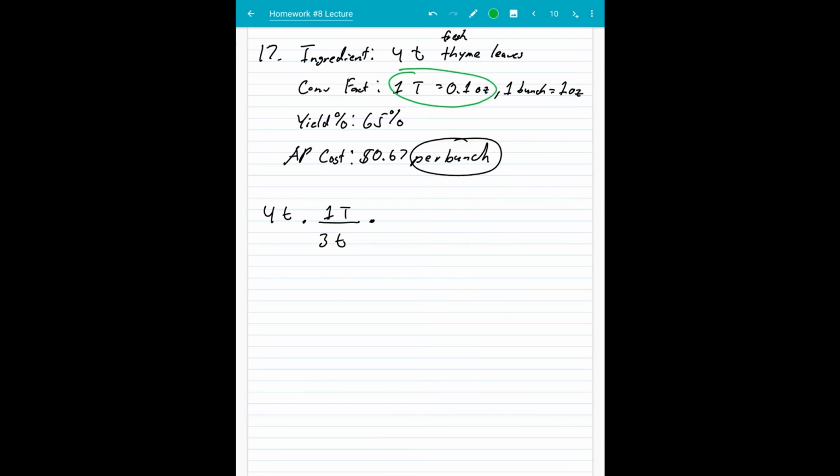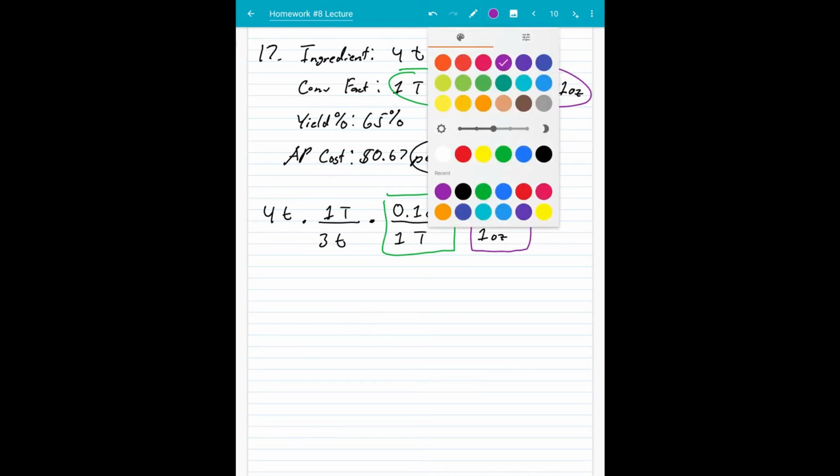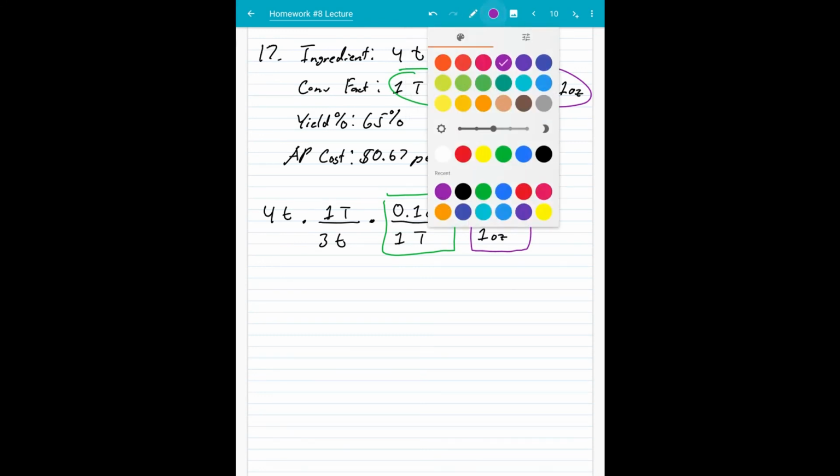I'll start color coding stuff so y'all can follow along. For every 1 tablespoon, we have 0.1 ounces. That's what this part is. Now we go from ounces to bunches. So for every 1 ounce, it's 1 bunch. That's this part. So we currently have it in bunches. Erase that. Now that we have everything in bunches, we can go ahead and plug in our costs.